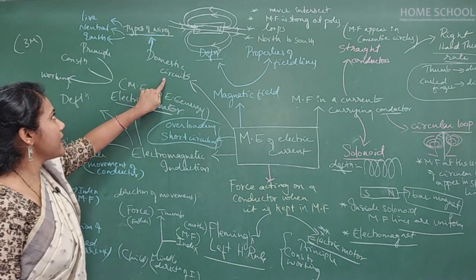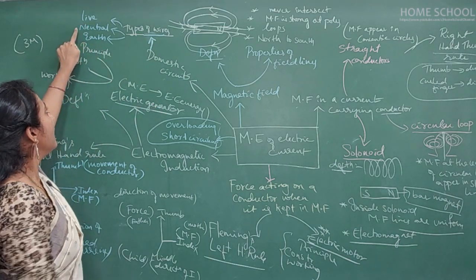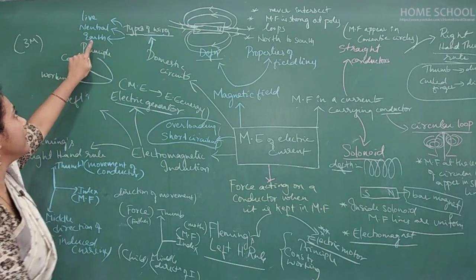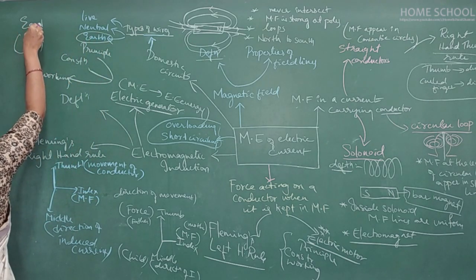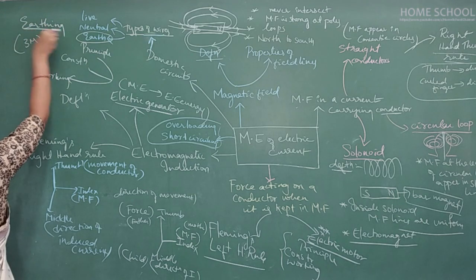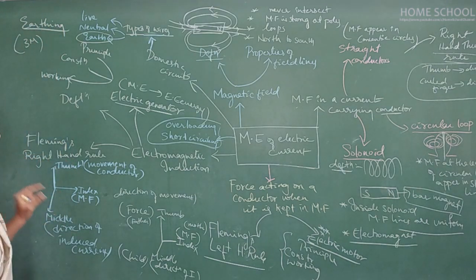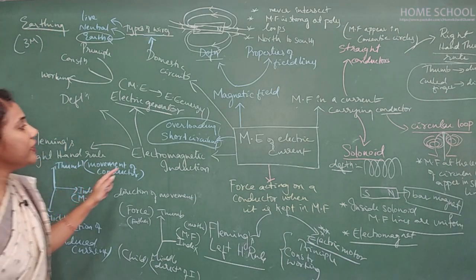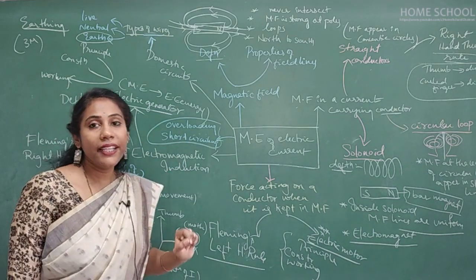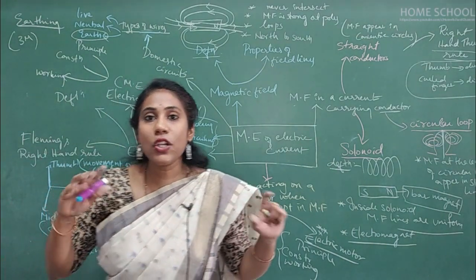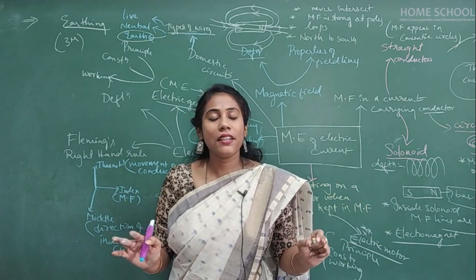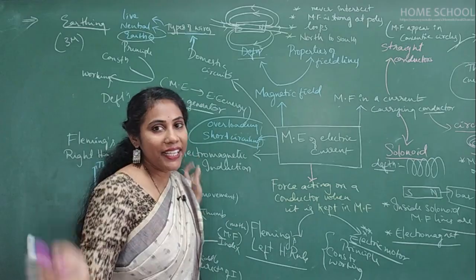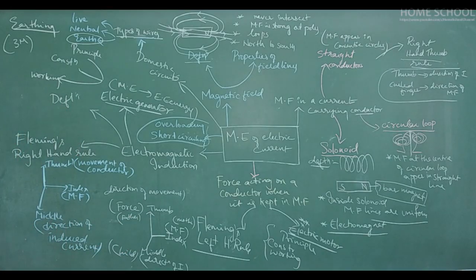And finally, domestic circuits. 3 types of wires: live wire, neutral wire, and earth wire. Earth wire is very important, and they will ask you, what do you mean by earthing? Why do we do earthing? All of that you must be able to explain. After that, overloading, short circuiting, and fuses. So that is all about the chapter magnetic effect of electric current. So just take a screenshot of the entire flow chart.